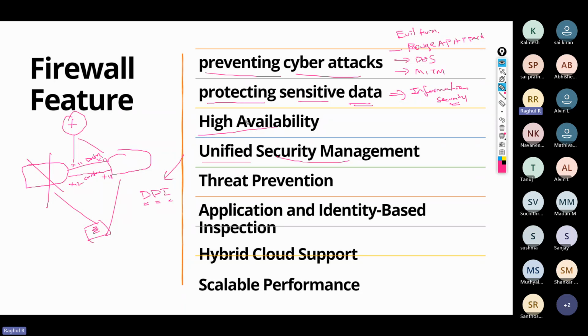Scalable performance, in the sense that you will get proper performance after enabling all the security mechanisms. If it's a plain firewall, you are able to get proper throughput and speed. But when you enable all these mechanisms, your throughput and speed may differ. Even after enabling all this, we should get the proper value. That comes under the last part. So these are the firewall features that we have. Also we have some more. These are the main features that I can say.